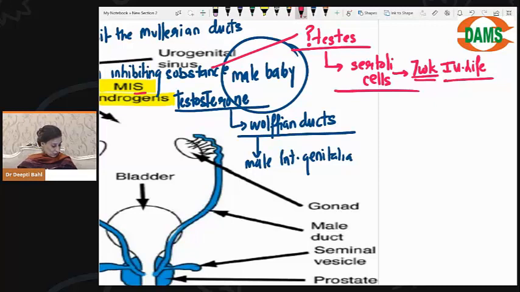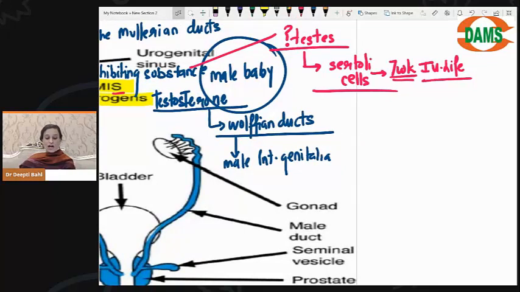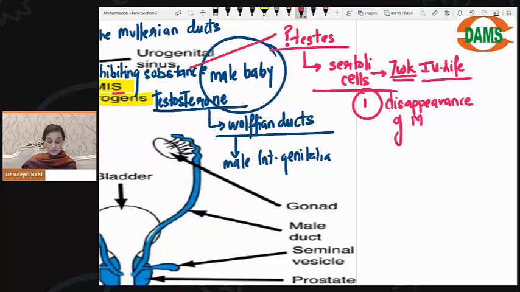Now, I want you to ask another MCQ. Is there any other function of MIS? So when you talk about MIS, apart from causing disappearance of the Mullerian ducts, MIS is going to do what? The second very important function, so the first I said is it will cause disappearance of Mullerian ducts. Yes?